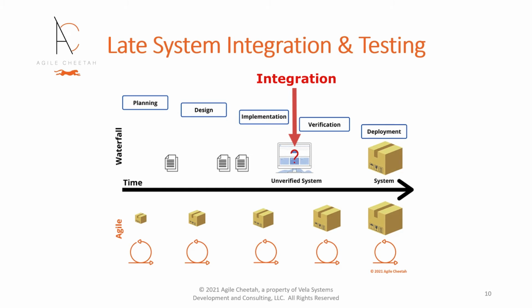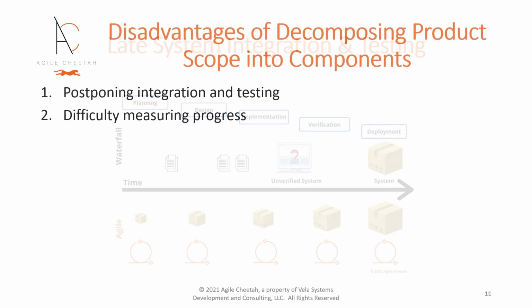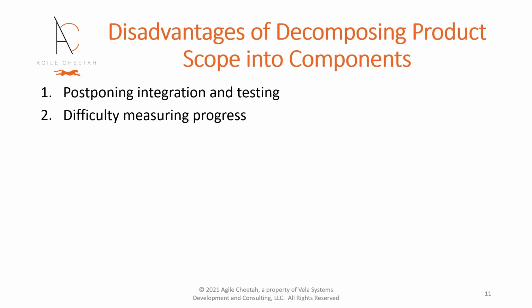Integrating components towards the end of a project often affords insufficient time to address problems. The second disadvantage is the difficulty in measuring progress based on tracking completion of system components. Traditional project management focuses on tracking tasks and activities and their level of completion. For example, percentage complete.